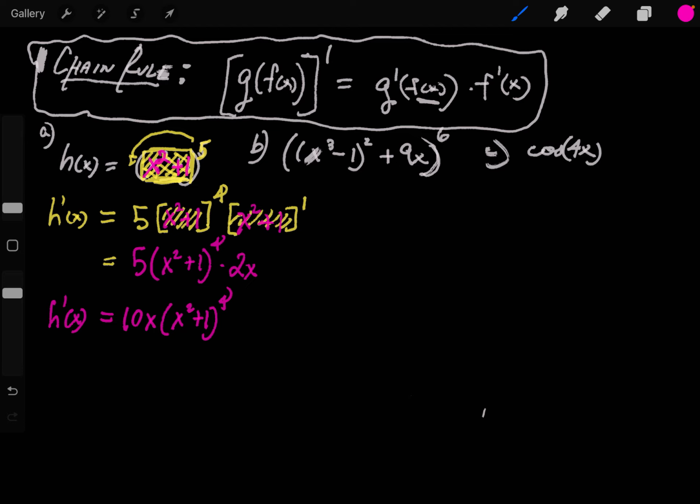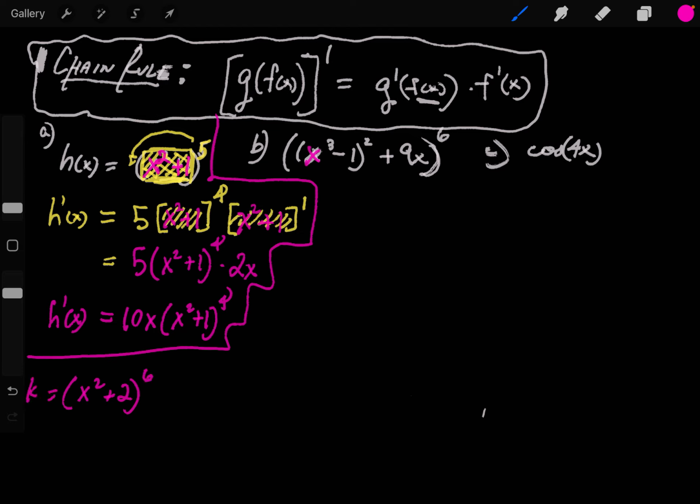Okay, so practice this with examples like that one. You could come up with a whole bunch. Let's do another, maybe a simpler one, x squared plus 2, all to the 6th. Let's say I had some function, k of x. What is it? The inner function is this one. The outer function is the 6th power.